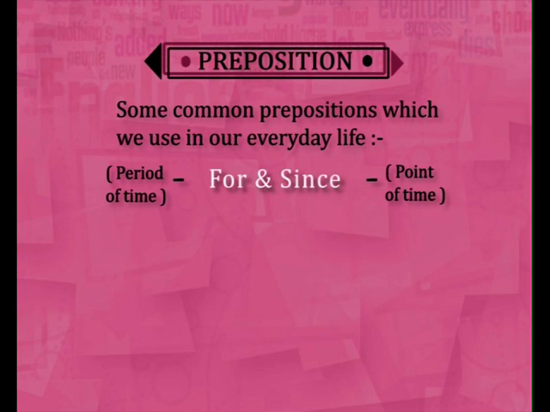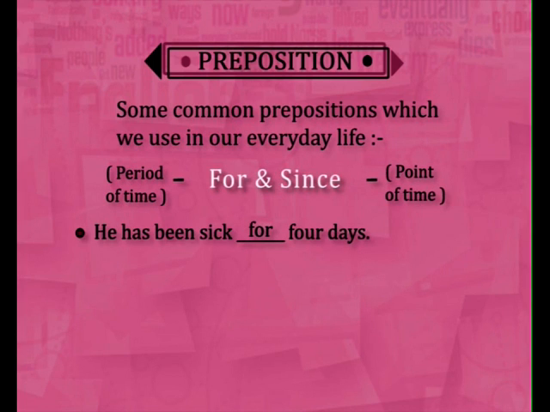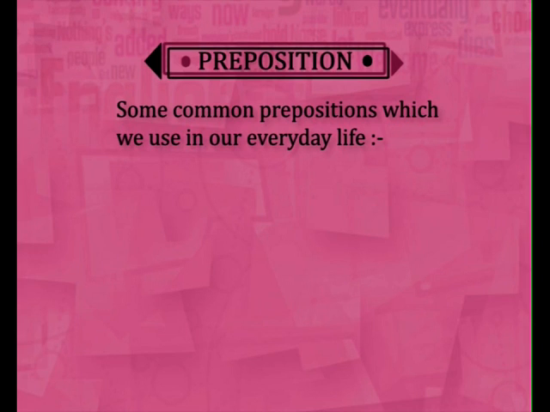So one more thing you have to know: sometimes students get confused about for being a period of time and since a point of time. How? Suppose the sentence is, he has been sick dash 4 days. So when it is 4 days, is it a period or a specific time? They get confused. Nothing to get confused. 4 days, 2 years, 3 years, these are not specific points. You have to use for 4 days, for 2 months, for 2 weeks, like that. Okay. Then comes here at and in.